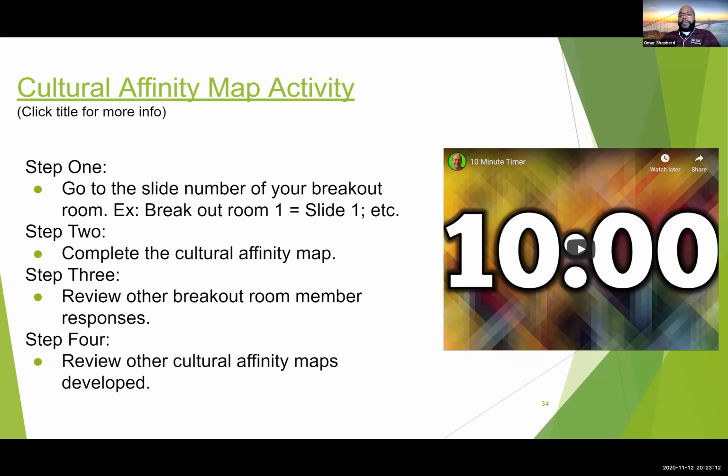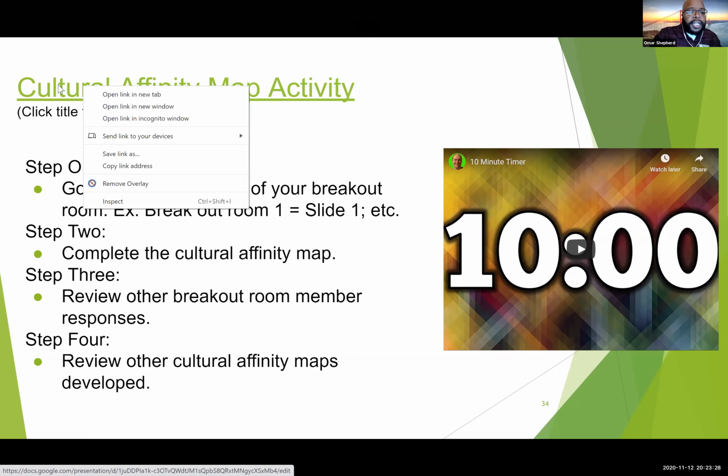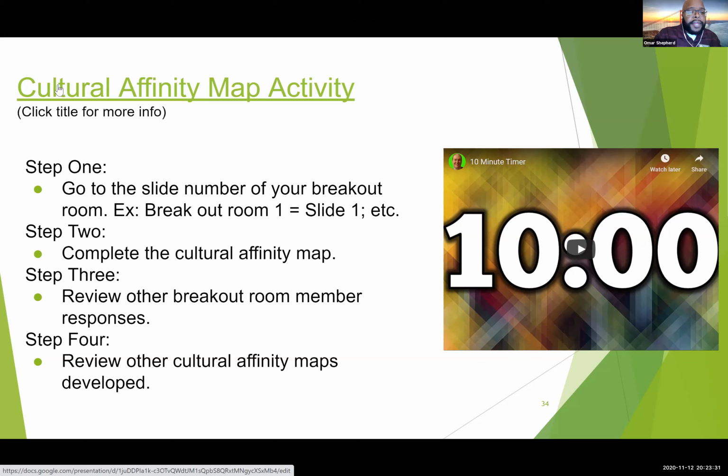Typically, what you do is you would have students either in the classroom, each at their own chart, or in this case, we would actually place students in breakout rooms and they would go to the breakout room and select the slide that's on that breakout room and they would click on the cultural affinity map document. I'm gonna see if I can grab that document to grab a link, let you see what it looks like.